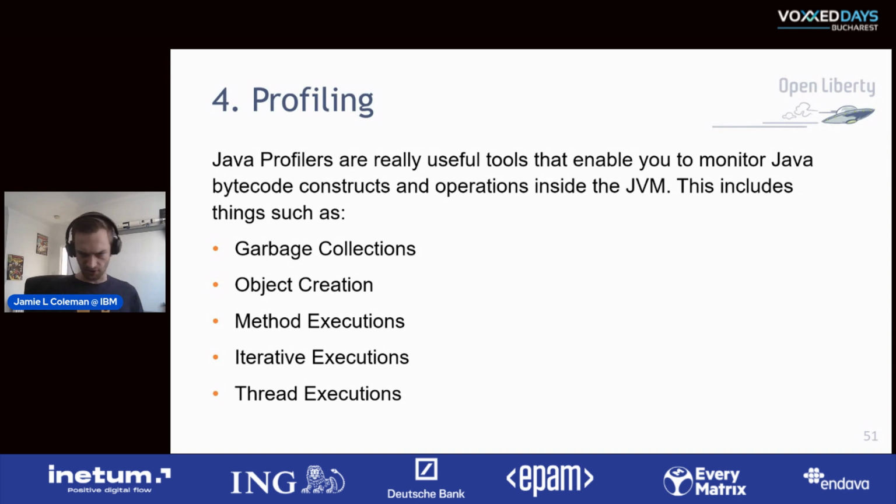Profiling. So like I mentioned, profiling is awesome. It's something I've only just recently started using. Essentially, they're tools that enable you to monitor your Java bytecode constructs and operations inside your JVM. Looking at things like garbage collection, object creation, method executions, iterative executions, and thread executions. Now, when you start looking at this stuff, yes, it's a lot of information being bombarded at you, but after you start reading through it, you can actually follow where your code is going. And if you write a very simple bit of code and just execute a line, it's very cool to see where it's going and what it's doing in the JVM.